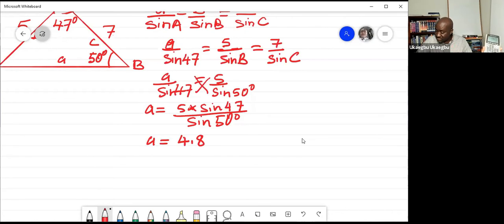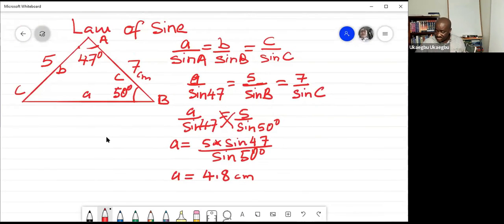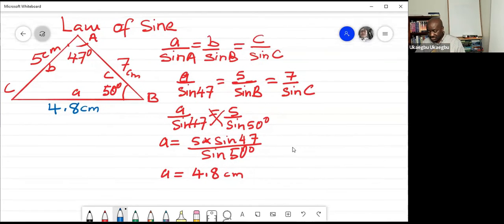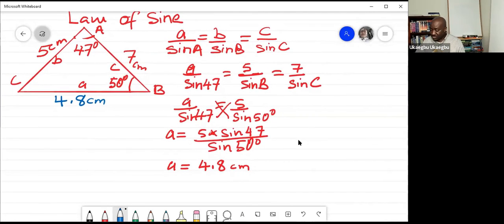By the way, it can be centimeters, inches, or whatever. Let's say it's centimeters. So A is 4.8 centimeters. Now the question becomes: we have the side A, we have angle B, so how do we get angle C?